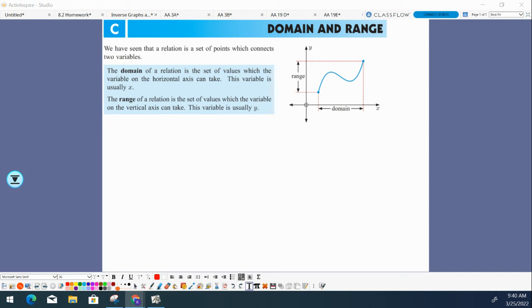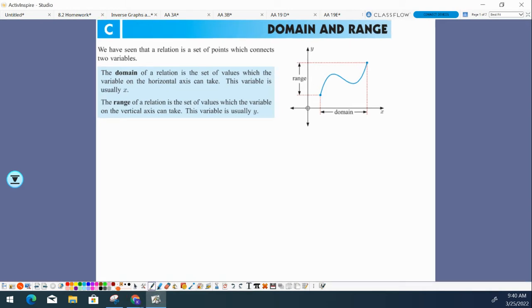3C is all about domain and range. Domain and range could be one of those topics that's conceptually hard at first, but we just kind of got to work through the kinks a little bit, and then it's not terrible.